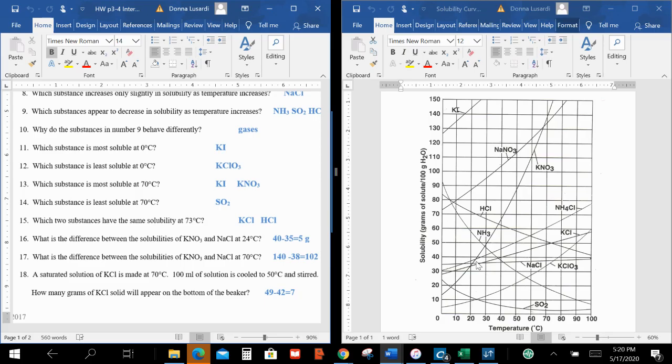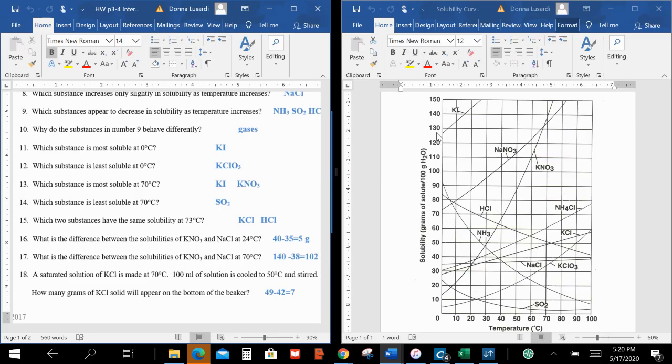Difference at those same two substances at 70 degrees. Well, NaCl, I can dissolve about 38. KNO3, I can dissolve around 140. So somewhere in the vicinity of 102, depending on exactly how you read the graph, might be 100, 103, 104.